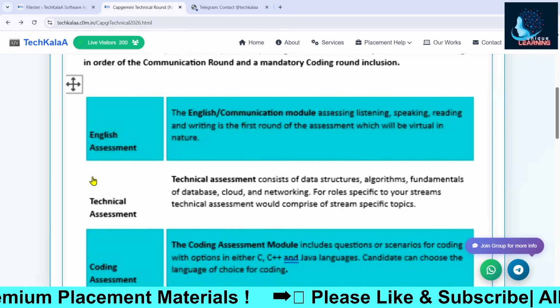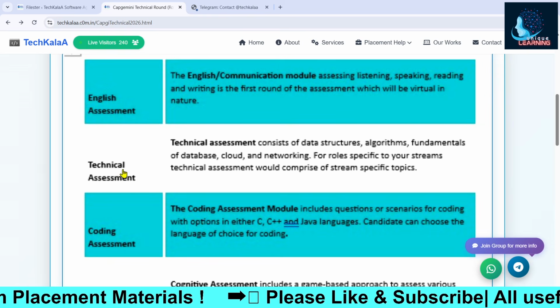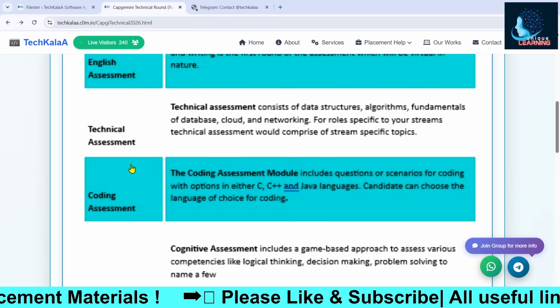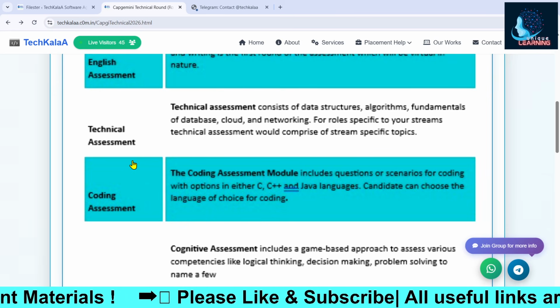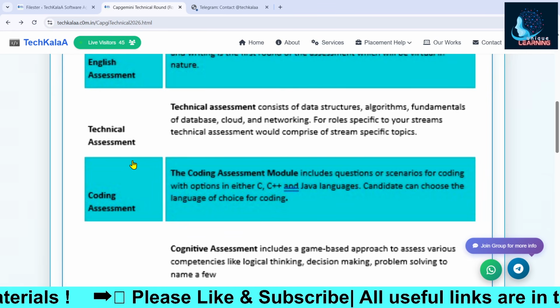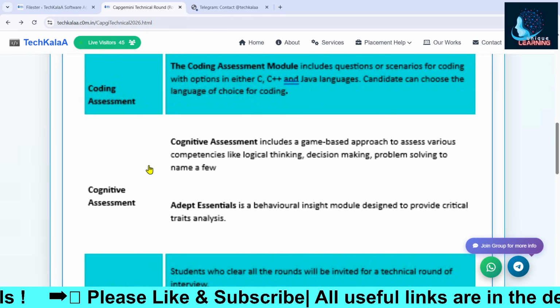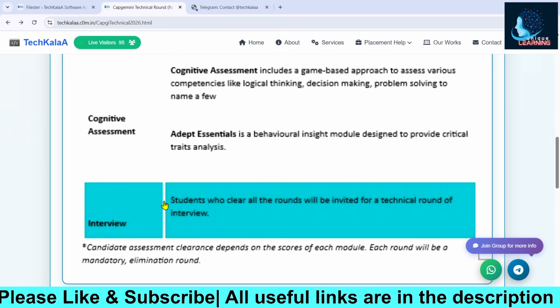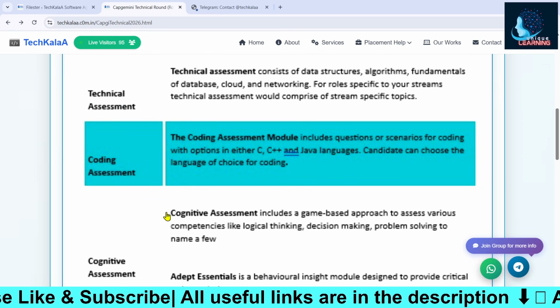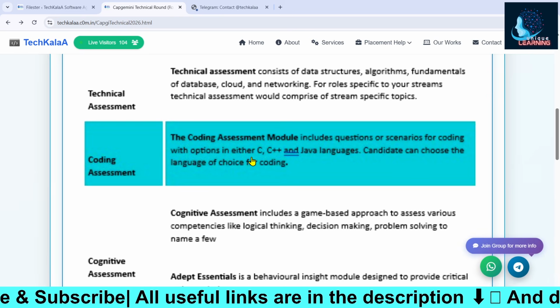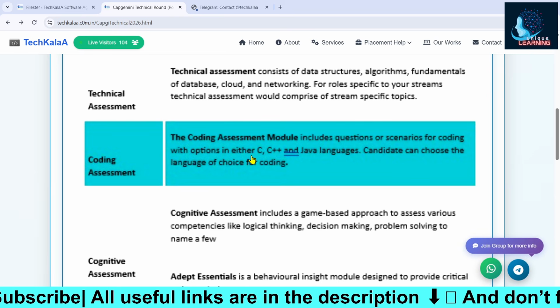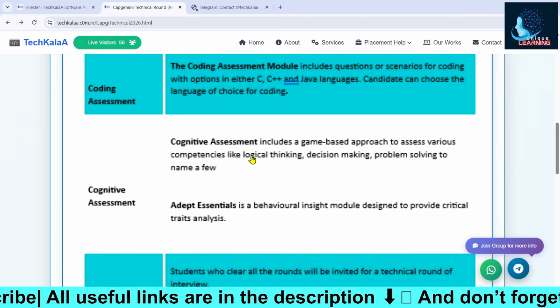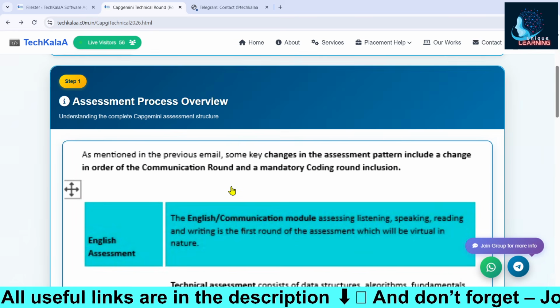So let's begin with the second round, that is the technical assessment round, and this includes lots of stuff. In the technical round we will be having a coding assignment and a cognitive assignment, that is a gamified assignment. In the coding assignment we will be having two questions. I'll be discussing this also in the upcoming slides. So this is the basic flow chart.